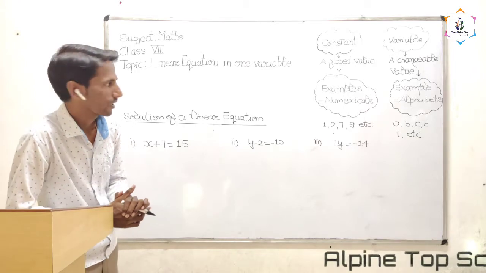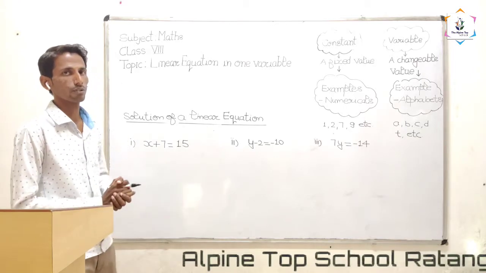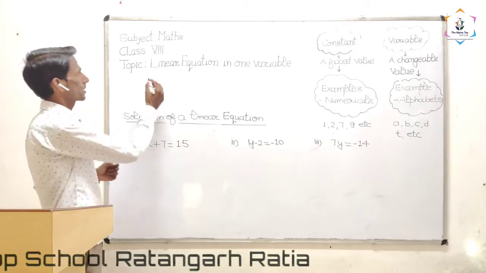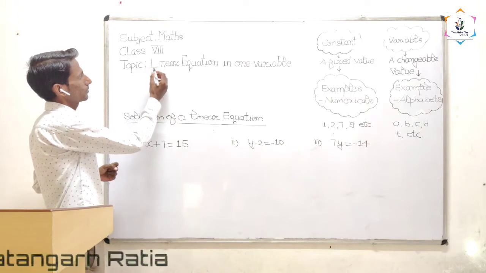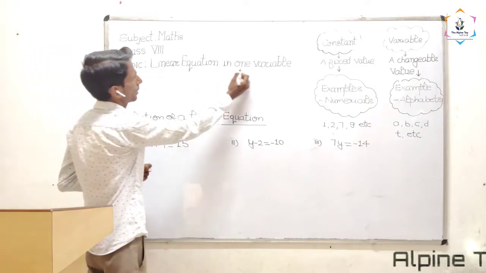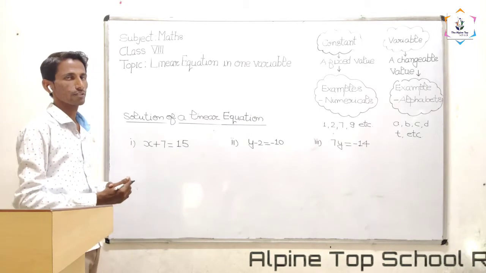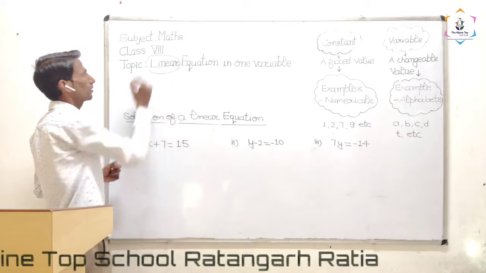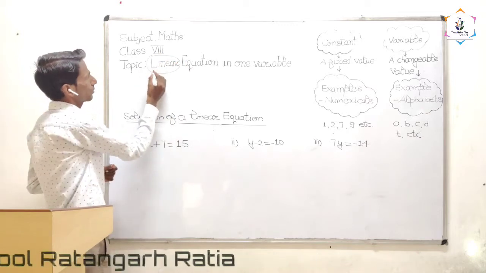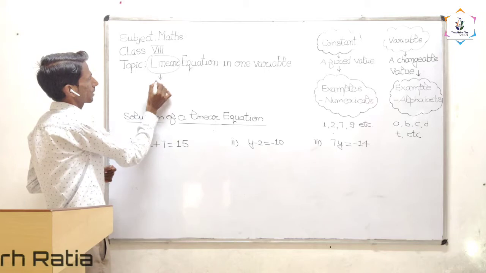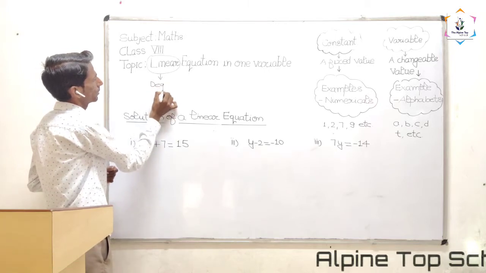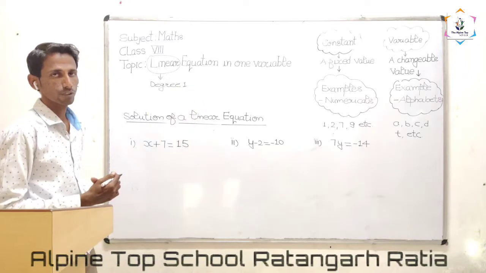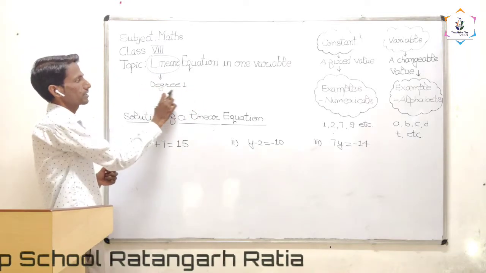Let's begin, students. Firstly, you have to know the title of our chapter. The title of this chapter is linear equation in one variable. Students, observe carefully, there are some words. The first word is linear. What is the meaning of linear? The meaning of the word linear is degree 1.